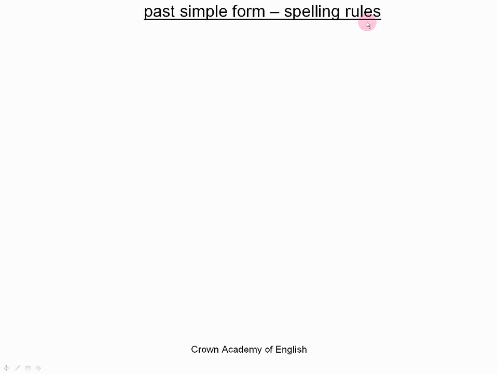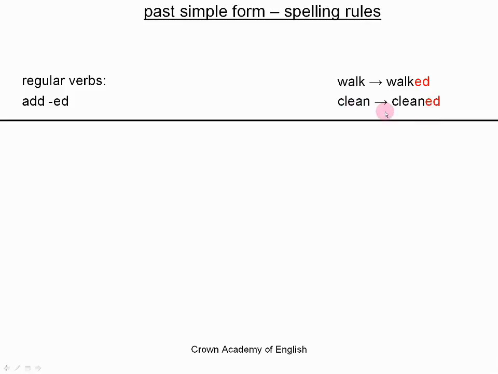So the spelling rules for the past simple form, well, first of all, the easy ones are the regular verbs, like walk. So we simply add ed. So walk, walked. Clean, cleaned. Those are just two examples.